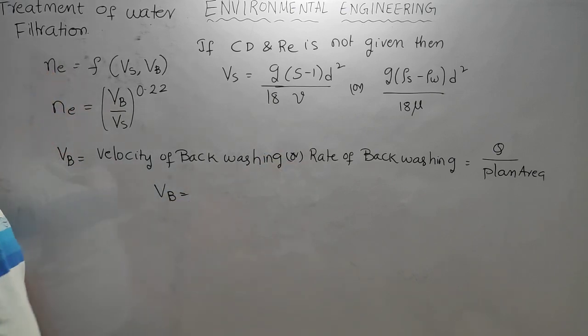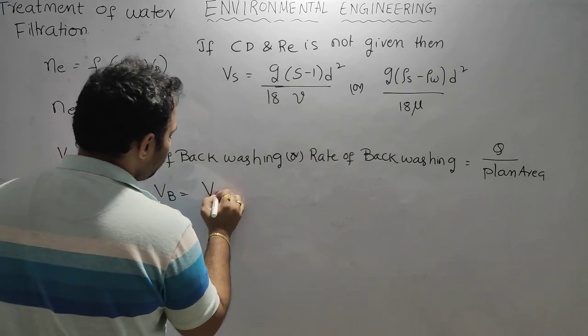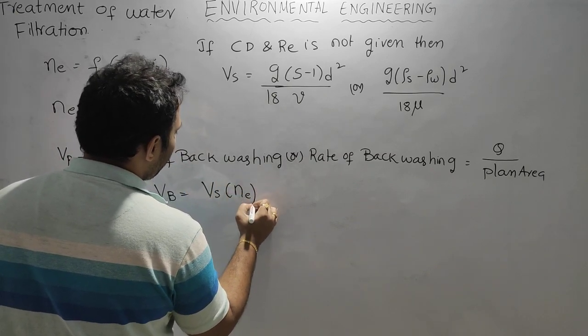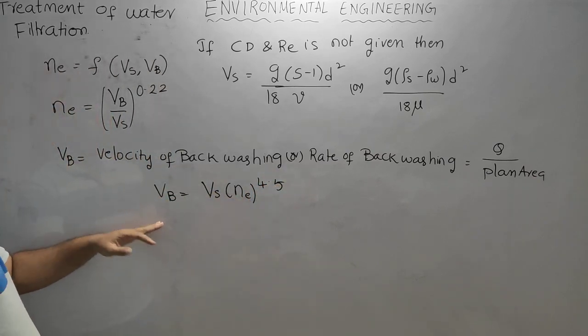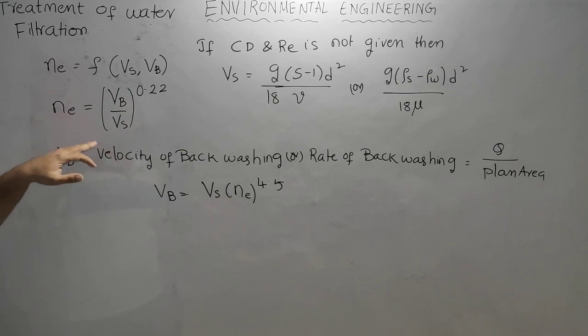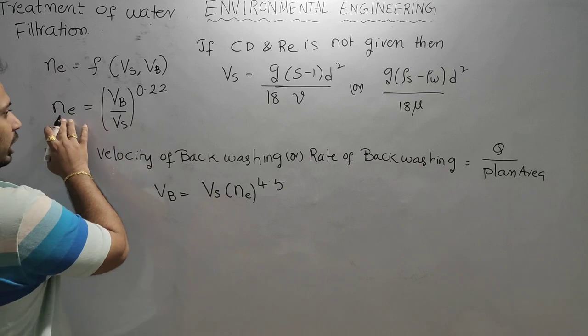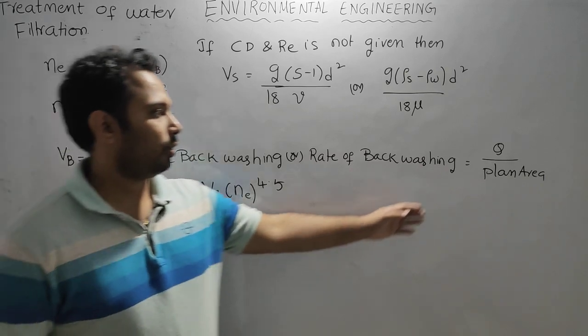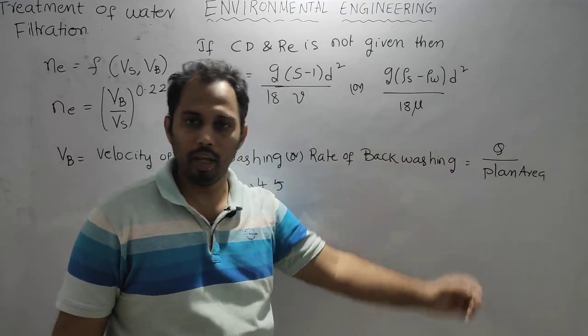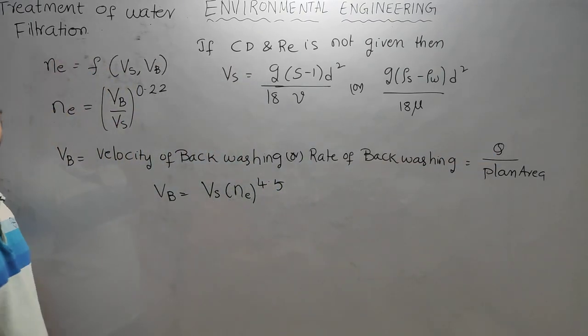VB is equal to Vs into Ne whole to the power of 4.5. See, simply this formula is converted like this. If you take Vs here and Ne this side, this is another formula. But we can use this formula only if you know the expanded bed porosity. To find expanded bed porosity, you need backwashing discharge by plan area, then we will get the velocity of backwashing.